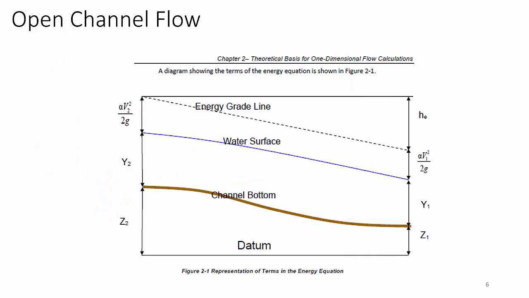We can calculate the energy of that flowing water by understanding its potential energy, that's the gravitational potential, y2 versus y1, and its momentum, the kinetic energy, A V squared over 2g at section 2, compared to A V squared over 2g at section 1.